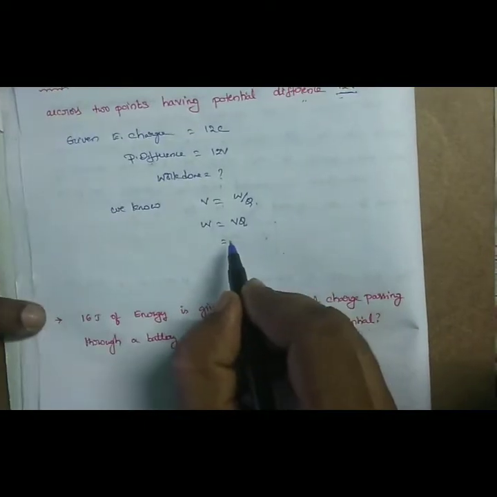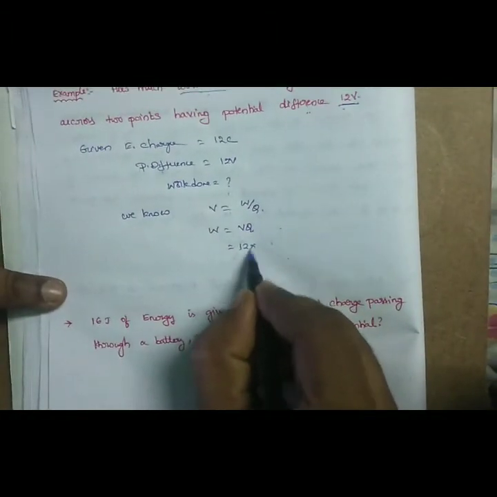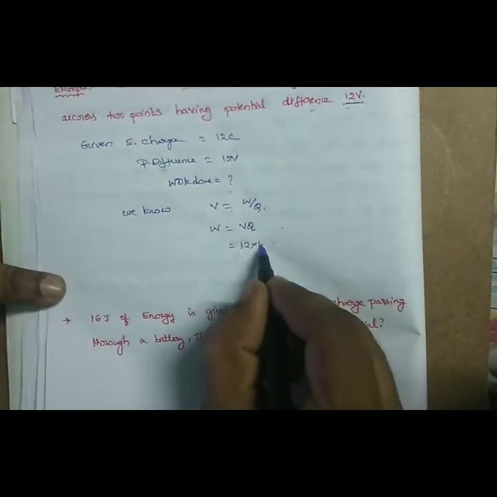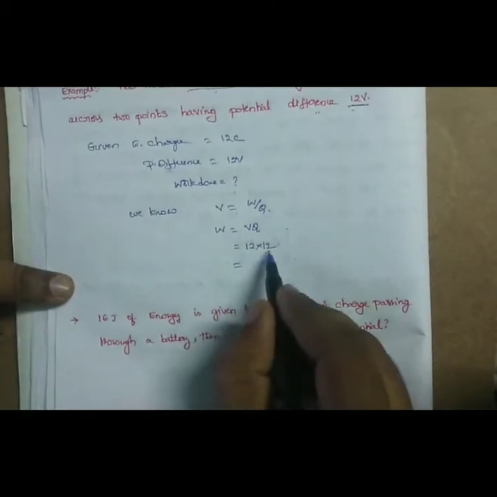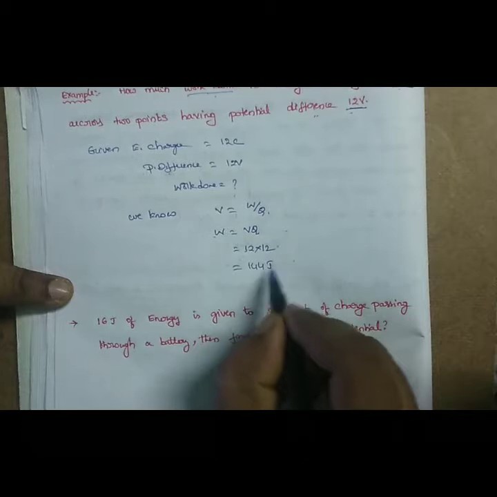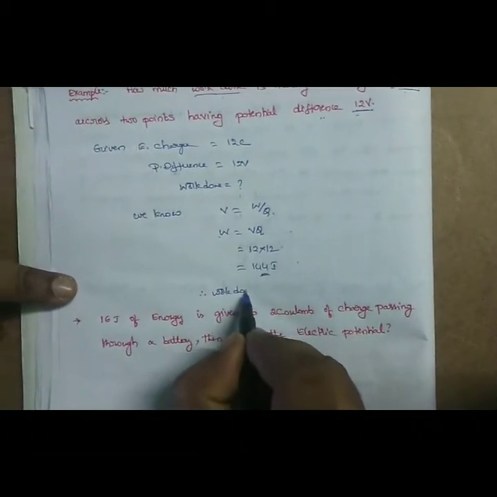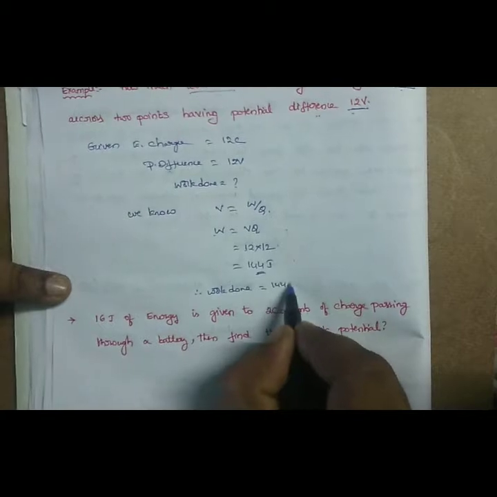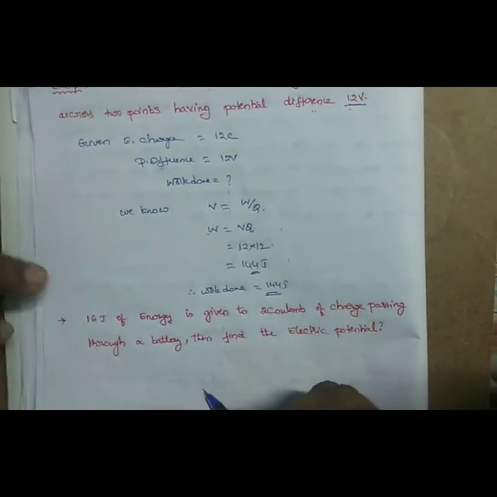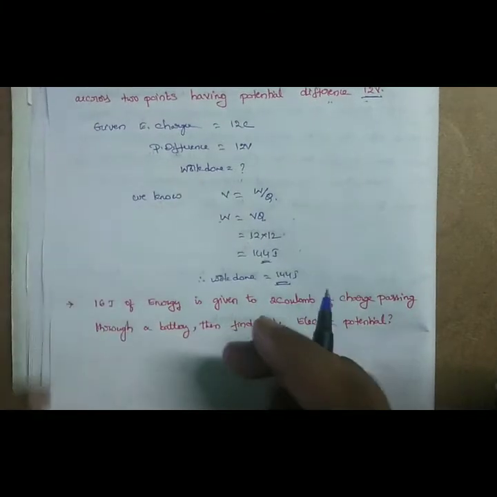How much is V? V is 12 volts. How much is Q? 12 coulombs. That is equal to 12 12s are 144. So the unit of work done is joules. Therefore, work done is 144 joules. So we found the work done from this problem. See the next problem.